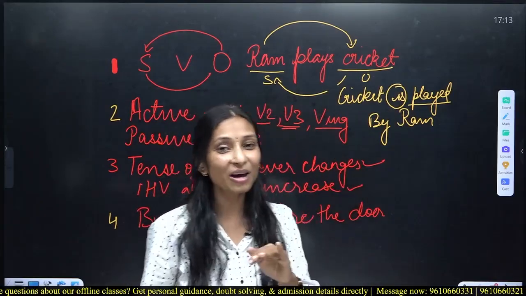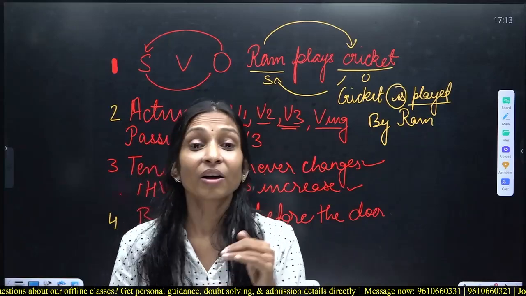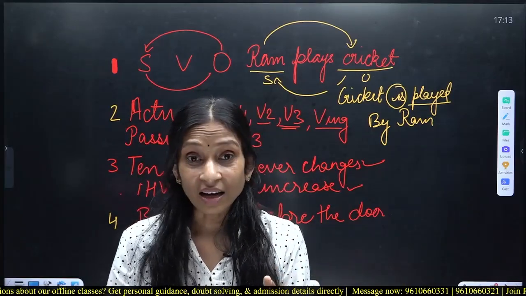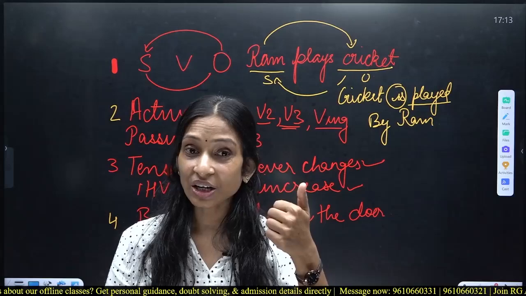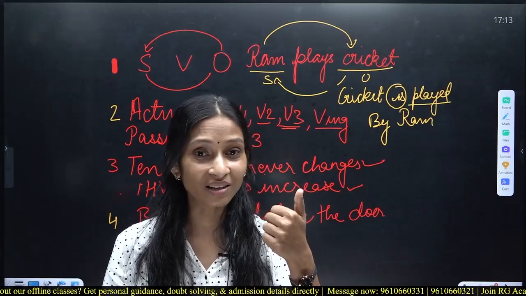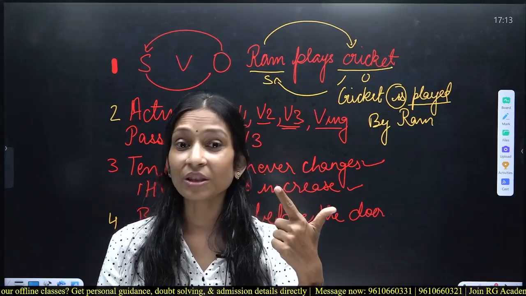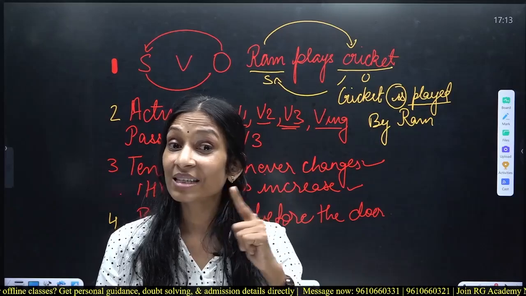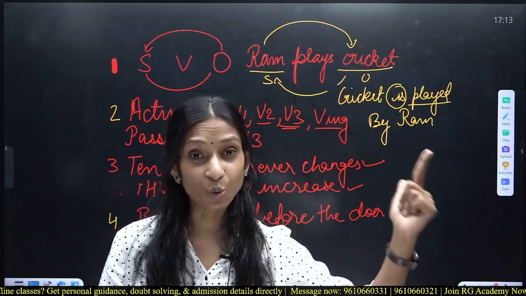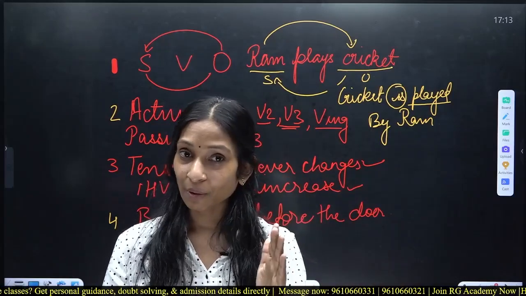But we also have an exception to this rule as well. We do not put by in two conditions. Condition number one, when the doer is automatically known. Condition number two, when the doer is unknown. Then you skip putting by and the doer as well. Now I'm going to give you examples of these two as well.